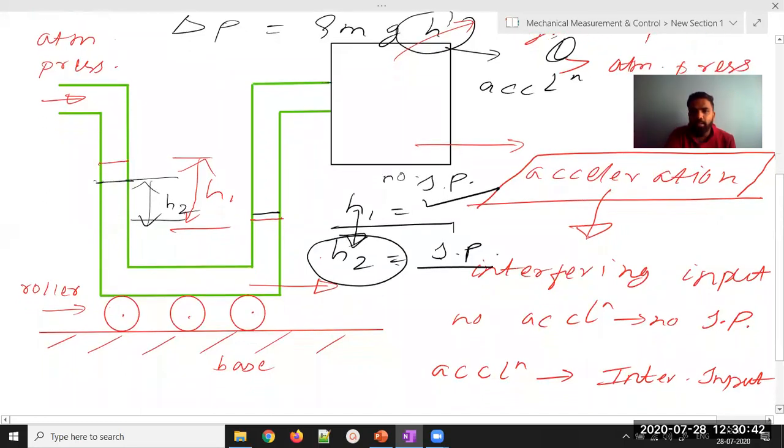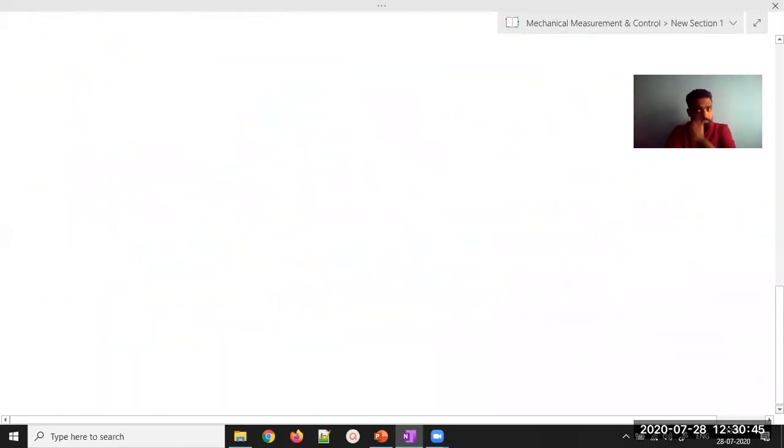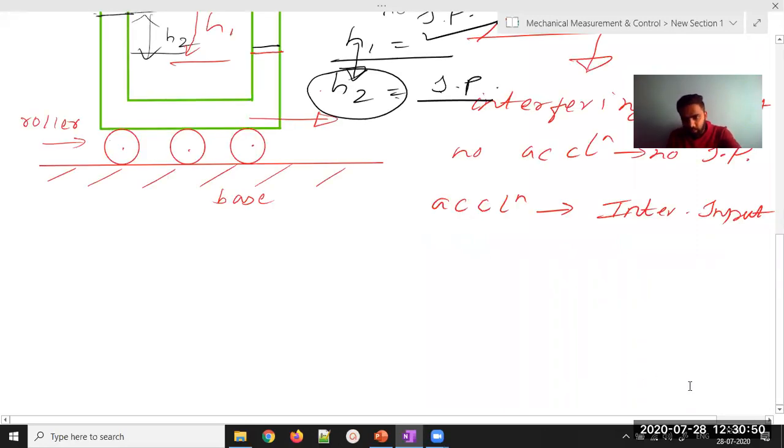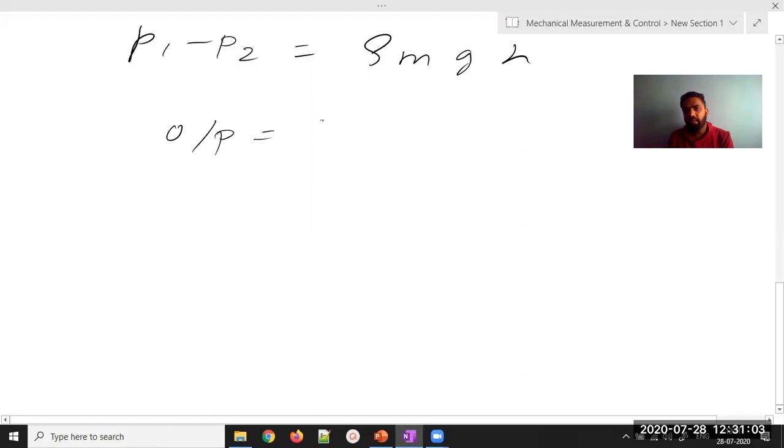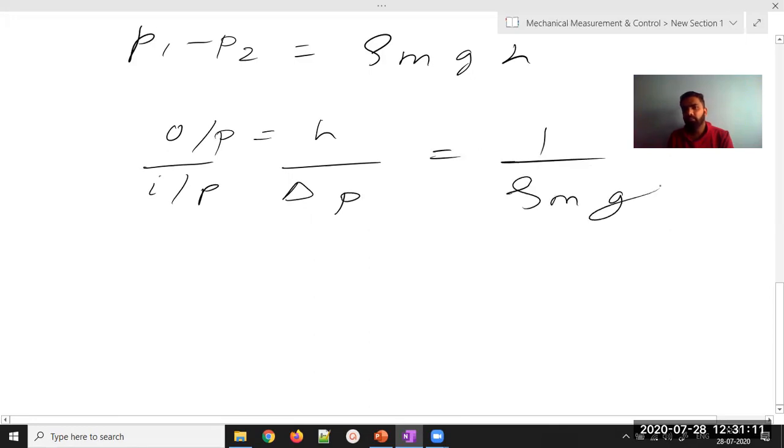Before completing it, I'd like to ask you something. Initially, what did we see? We saw P1 minus P2 or P2 minus P1, whatever it is, equals rho m into G into H. And what did we see? We saw output, which was H, and input, which was delta P, equal to 1 upon rho m into G. This was for which instrument? This was for desired input, which had only the desired kind of input.